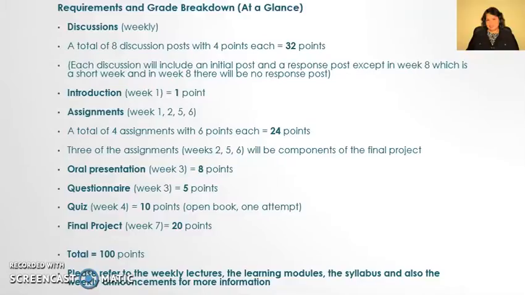There are assignments in weeks 1, 2, 5 and 6. There are a total of 4 assignments with 6 points each, a total of 24 points. 3 of the assignments in weeks 2, 5 and 6 will be components of the final project. There is an oral presentation in week 3 worth 8 points, a questionnaire in week 3 worth 5 points. There is a quiz in week 4 worth 10 points. It is open book and has 1 attempt.